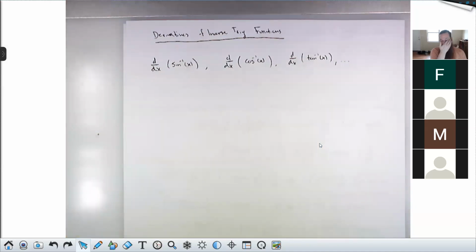Cosine, cosecant, cotangent, or just cosecant, cotangent. We can cook those up also, the secant as well. So let's start with this one.